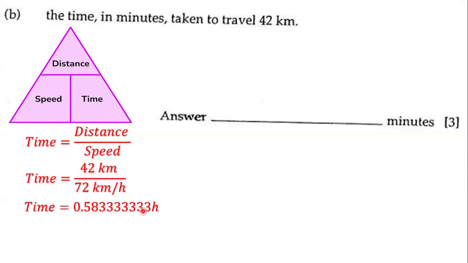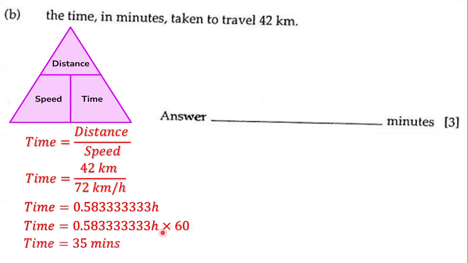When we divide them, we get 0.58333 and more threes. And so what we have to do is convert this into minutes. This is in hours, so we have to convert it into minutes. We know that 1 hour is going to be 60 minutes. And so if we want to convert this into minutes, we have to multiply it by 60. So we have 0.58333 and more threes multiplied by 60. And when we do that, we actually get 35 minutes. That means that the time taken in minutes to travel 42 kilometers is actually 35 minutes. And 35 minutes is the answer to this question.